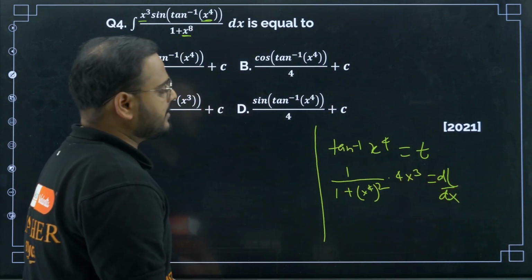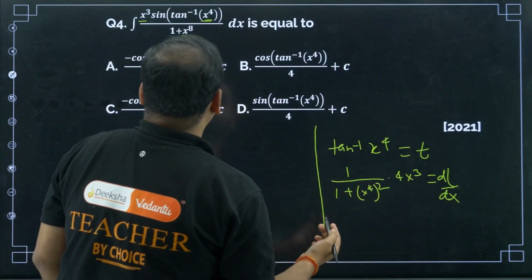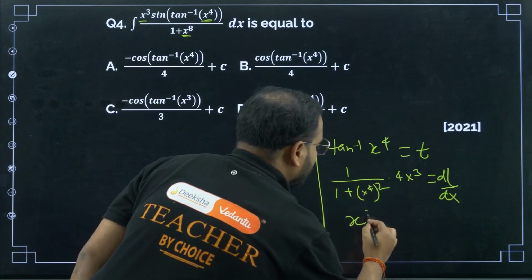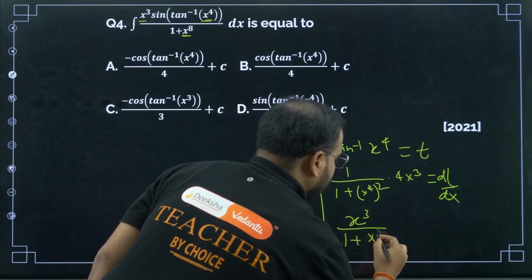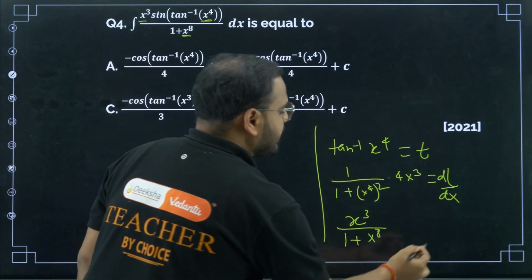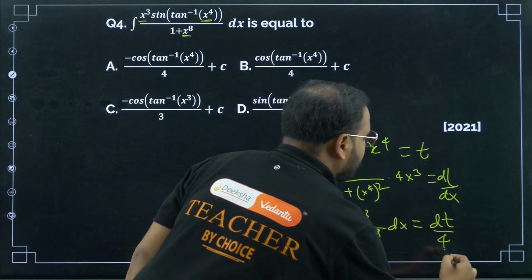Okay, dt by dx. So I can take this dx over here and 4 over there. I'm going to get what? I'm going to get x cube upon 1 plus x power 8. Okay, because x power 4 the square is x power 8, and bring dx over here, you're going to get this as dt by 4.